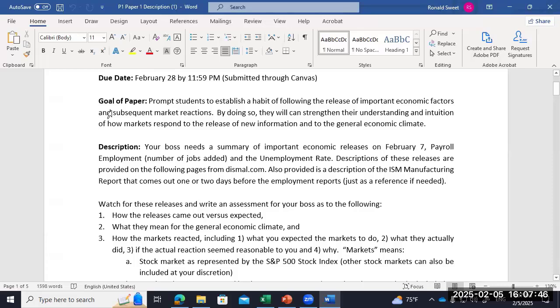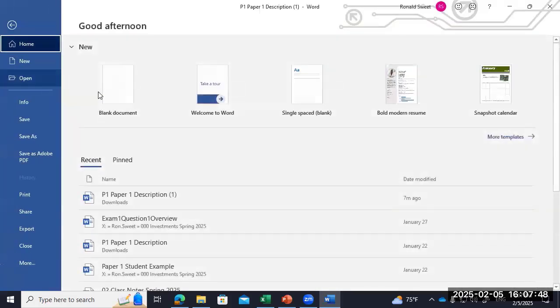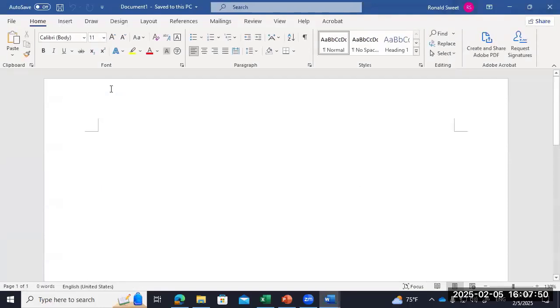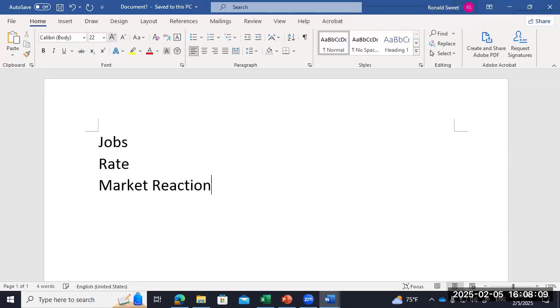I've seen papers, just to give you some examples. I can tell some students are writing their paper by just looking at the student example and doing exactly that. You've got to get out of that habit. You've got to write your own stuff. But you've got the jobs, you've got the rate, or the market reaction. That's the baseline. That's like 70% of the paper.